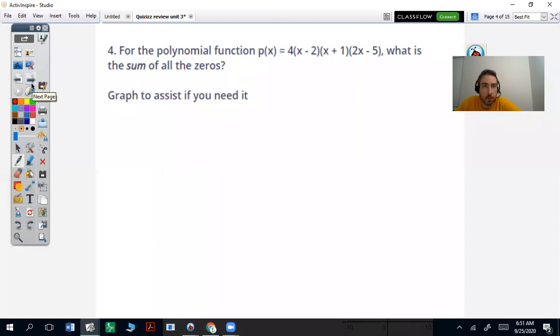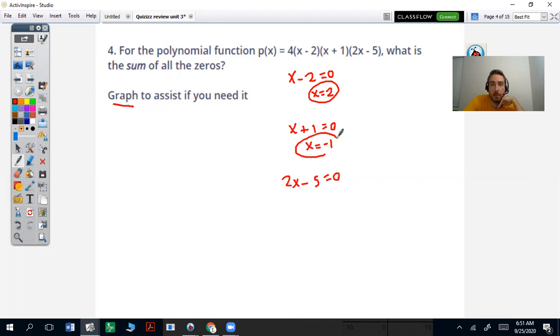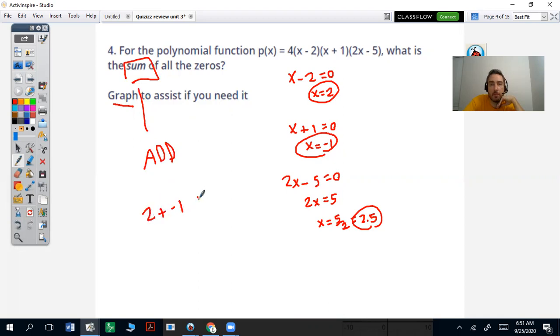For the polynomial function, what is the sum of all the zeros? We want to graph it or get the zeros from here. I can tell you right now, the zeros are going to be whatever these equations solve for. So this one's going to be 2, -1, and 5 divided by 2 is 2.5. So the sum means add: 2 plus -1 plus 2.5 is 1 plus 2.5 is 3.5.